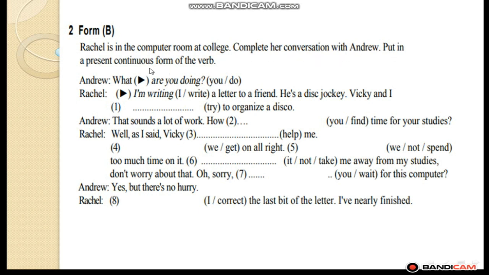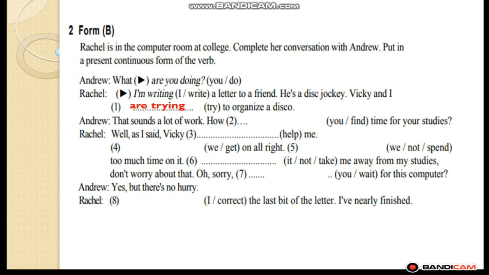Put in a present continuous form of the verb. So Andrew, what are you doing? Between two brackets we have "you" and "do". What are you doing? Rachel: I'm writing. Between two brackets we have "I write", and we have to change it into I'm writing a letter to a friend. He's a disc jockey. Vicky and I are trying to organize a disco.